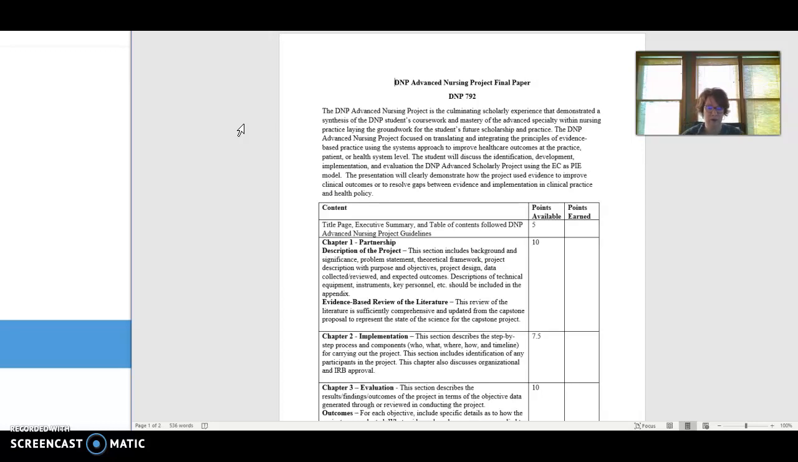In Chapter 1, we're looking at the partnership, of course. We're describing the project, and we're looking at the evidence-based review of the literature. What's so important is that we're looking at how everything flows together. Overall, we're looking at the aims of the project. This is a very aerial view, but then we're looking at how the evidence supports achieving the aims of the project. So how you're going to get there, showing that you are actually doing an evidence-based project. It needs to be grounded in the evidence that you found.